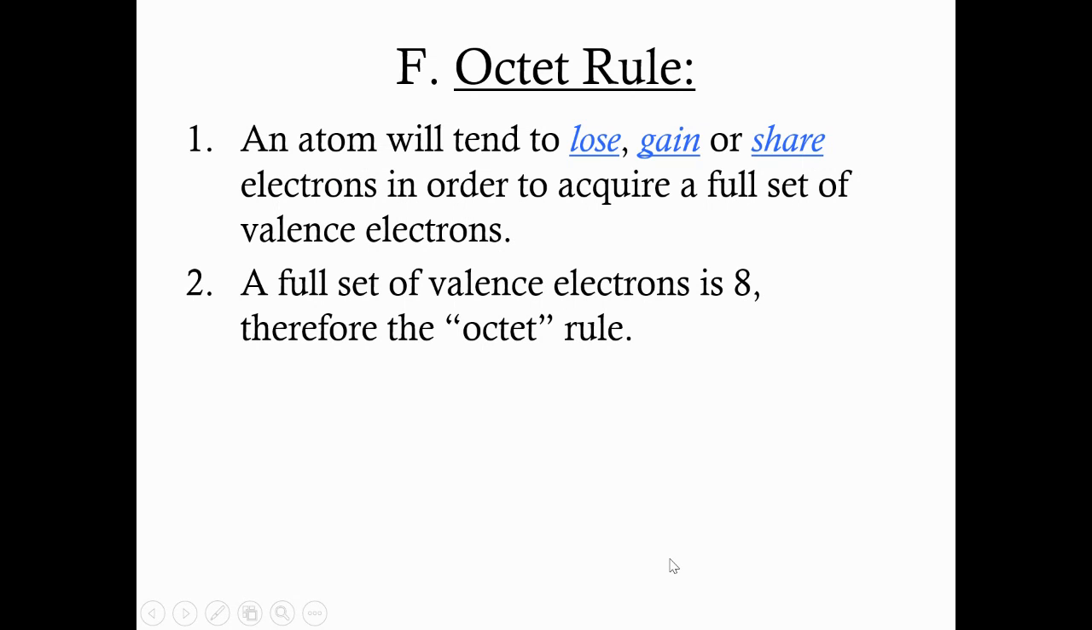What happens with those valence electrons is that atoms will lose, gain, or share in order to acquire a full set of 8 valence electrons. Now, we talked earlier in the year about metals that lose electrons and become positive ions. Nonmetals gain electrons to form negative ions, and sometimes elements share their electrons to make covalent compounds like water or carbon dioxide.